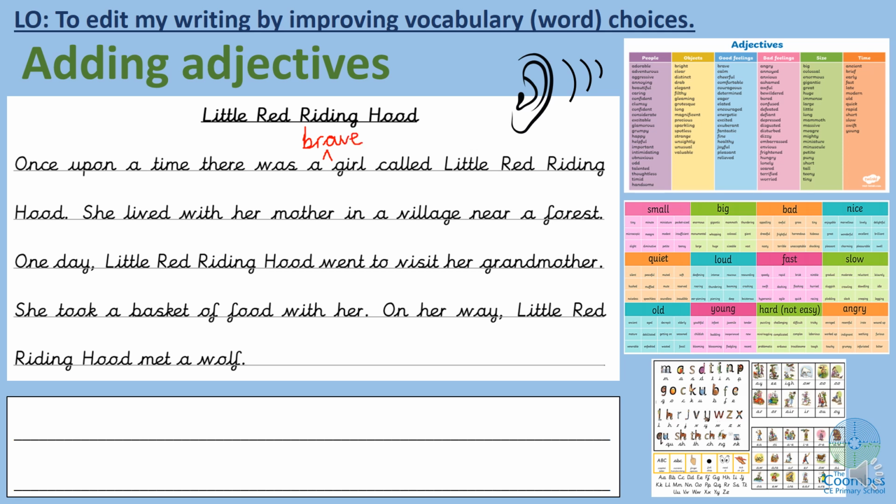Once upon a time there was a brave girl called Little Red Riding Hood. I've added my adjective in that sentence. She lived with her mother. Again, I could describe her mother. Was she a small mother? Was she a tall mother? Was she a kind mother? I'm going to say she was a kind mother.